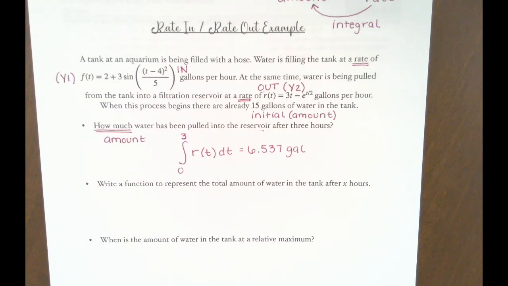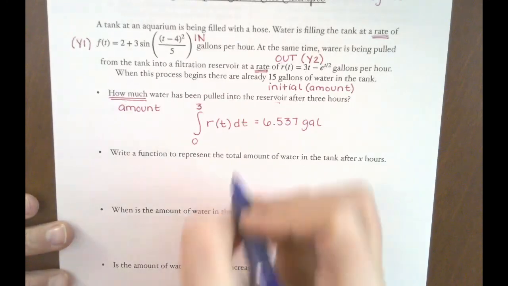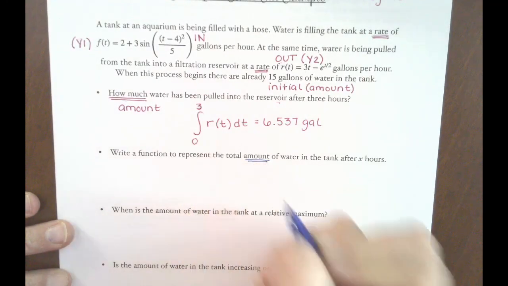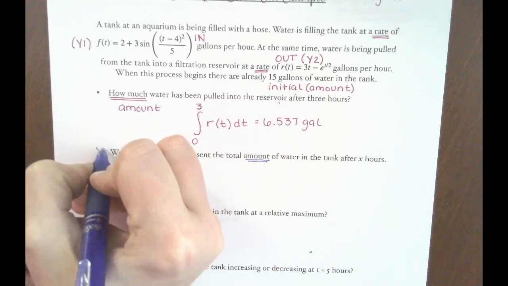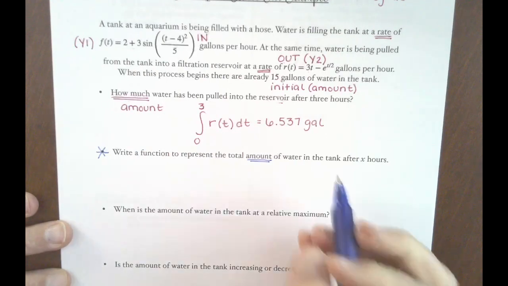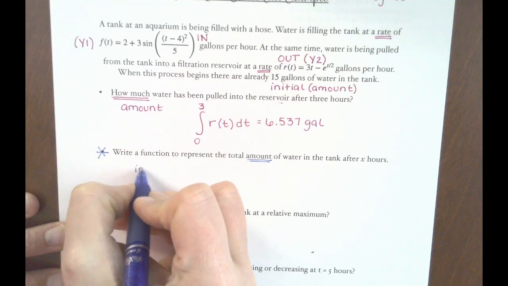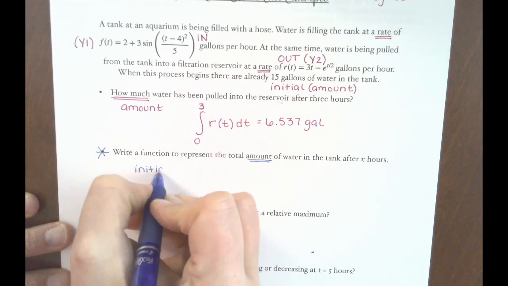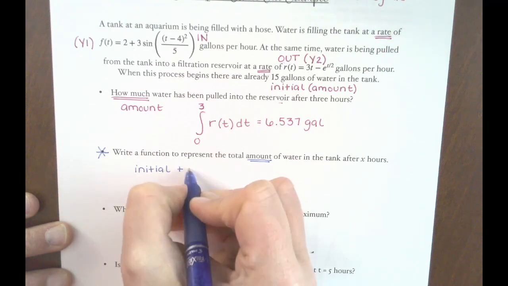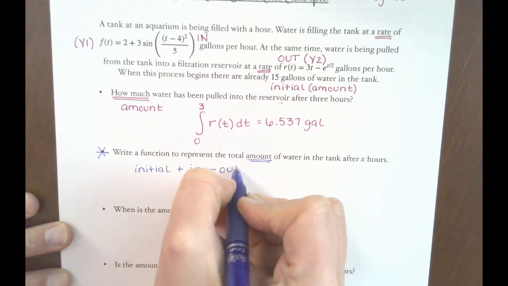Okay, this next question is probably the most important one on the page, because this is the one that's going to kind of steer us for the rest of the page. It says, write a function to represent the total amount of water in the tank after x hours. Well, when I'm talking about water in the tank, I want to think about the water that is in there initially, and then I want to add the water that has been poured in, and then I want to subtract the water that's been taken out.